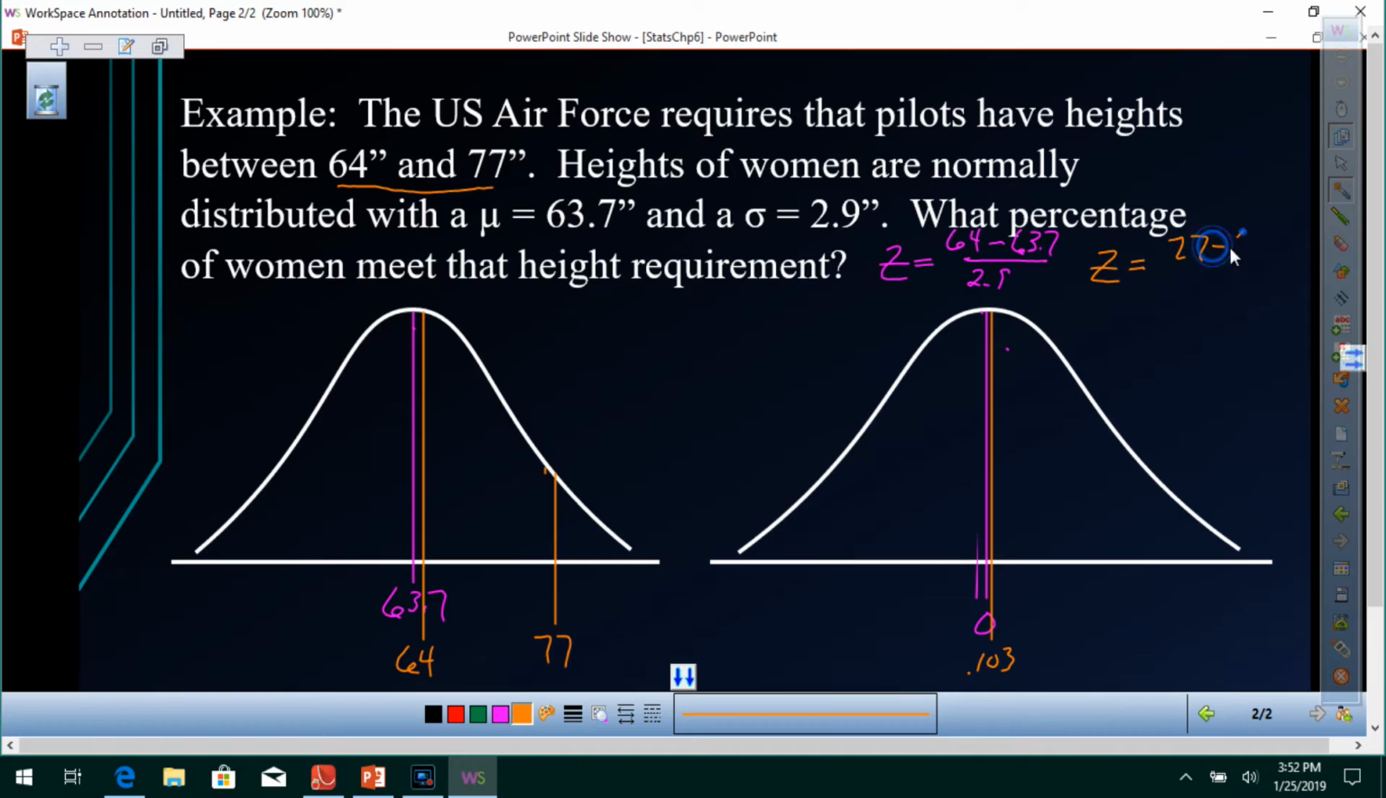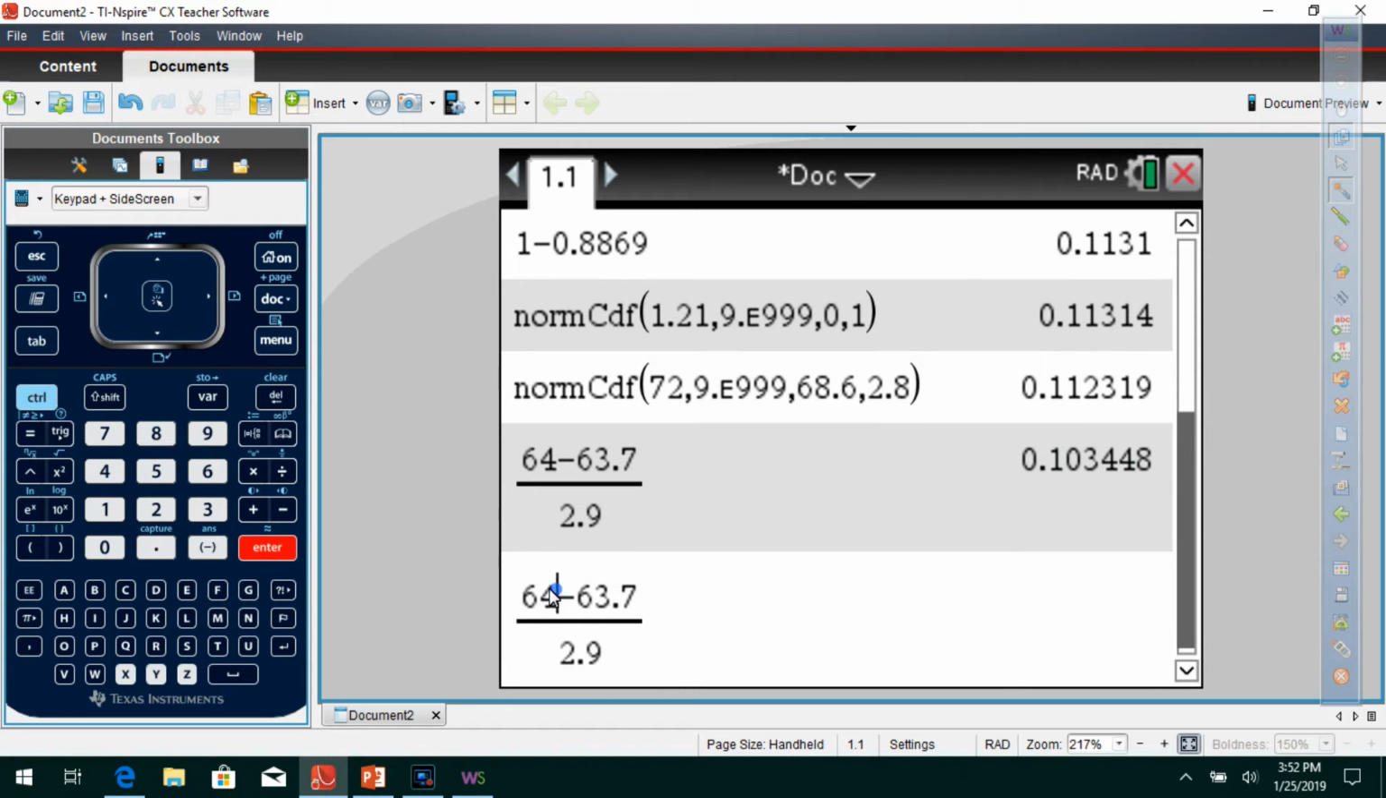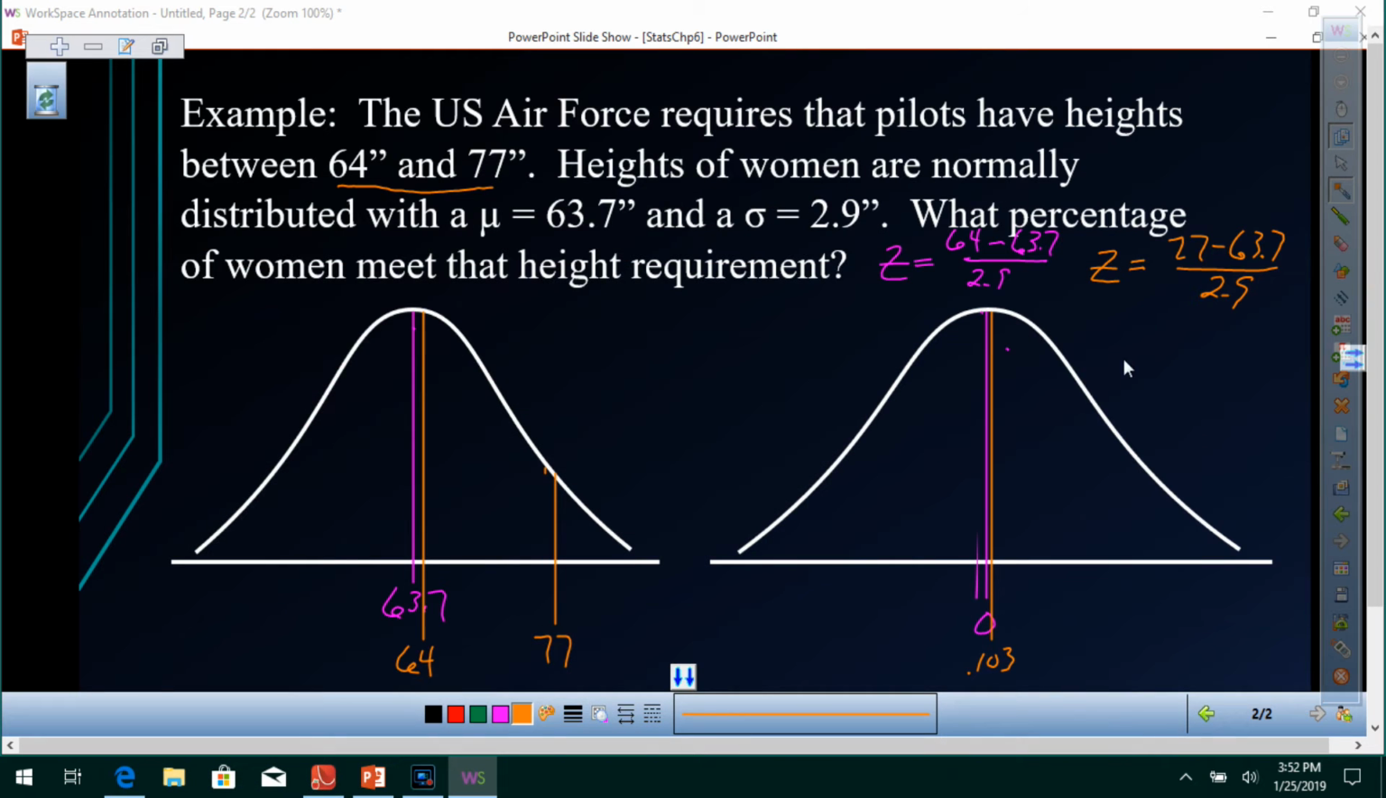So we have 77 minus 63.7, divided by 2.9. I'm just going to grab that and change the 64 to 77, and I got 4.586. I put that line right there, but it's actually much further to the right, out here. While I'm at it, I'm going to fix the other one as well, because it needed to be over here.